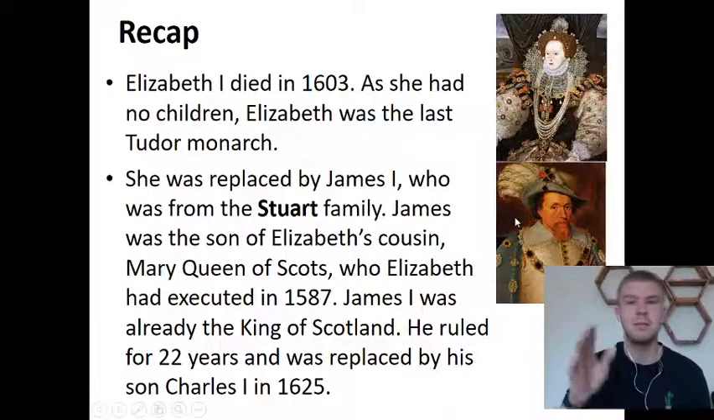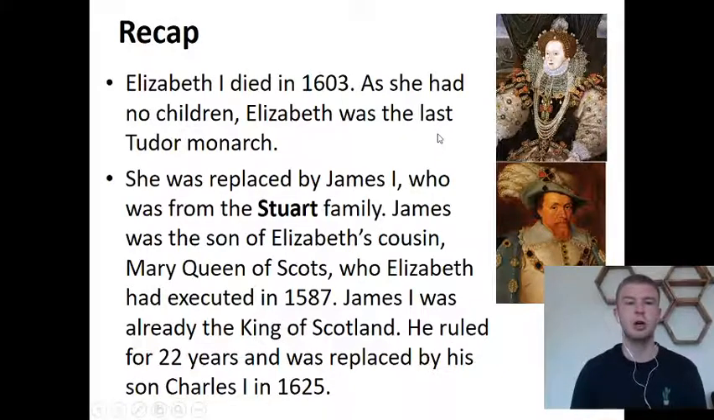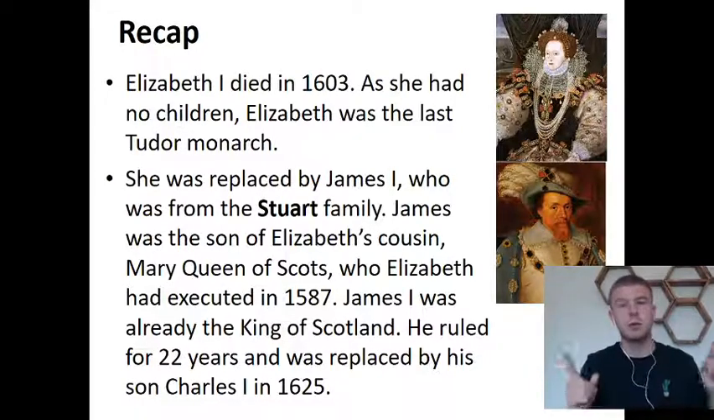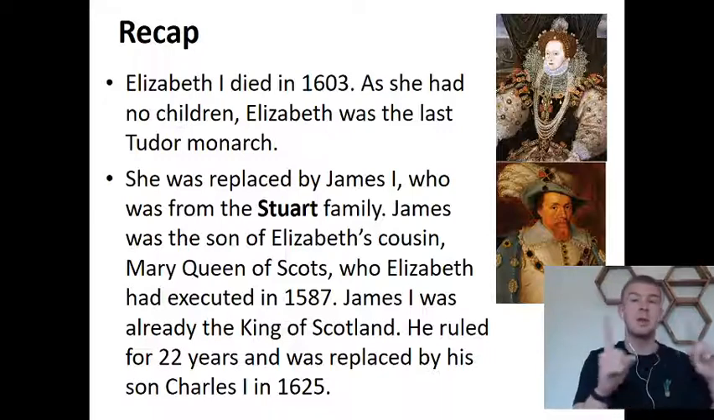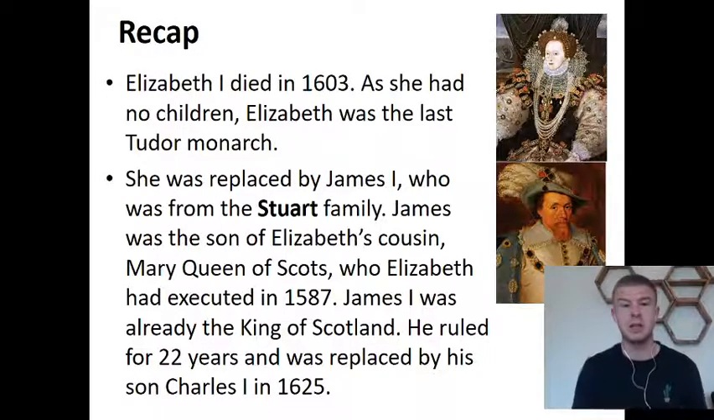So a quick recap then. Elizabeth is on the top right. We've been looking at her over the last couple of lessons and her reign, including the Spanish Armada. She died in 1603. As we know, she didn't have any children, so she was the last Tudor monarch. So, as we said with our keywords, it becomes the Stuart family. That's who takes over next. And the first Stuart monarch is this man here, James I.